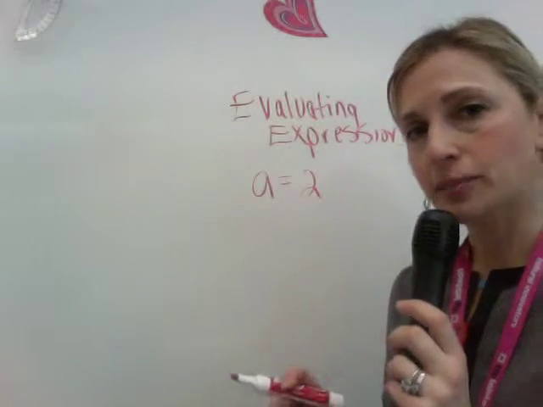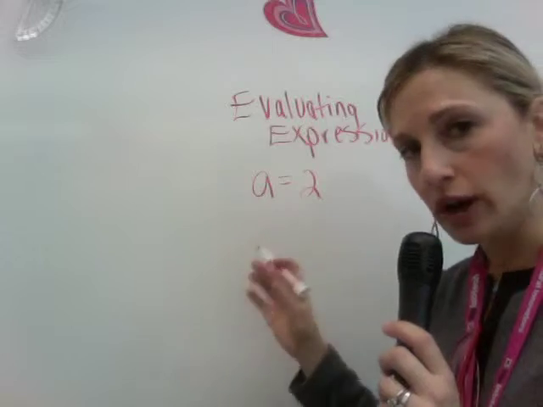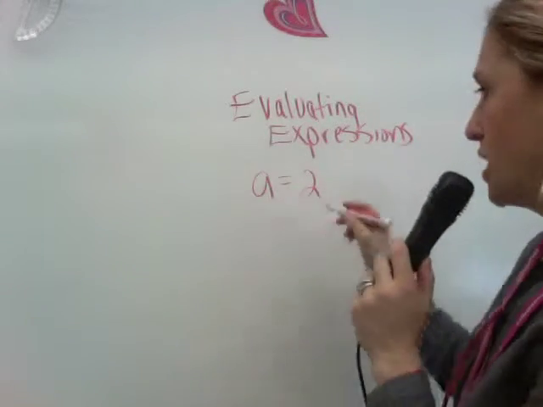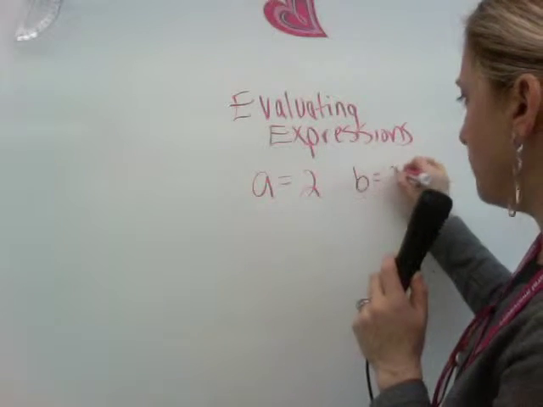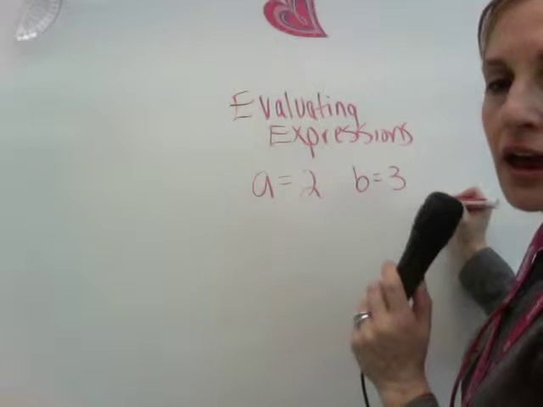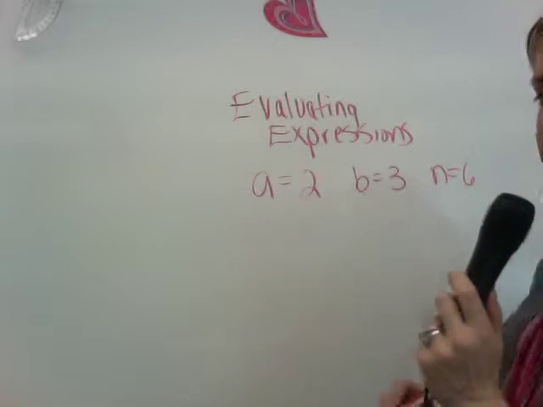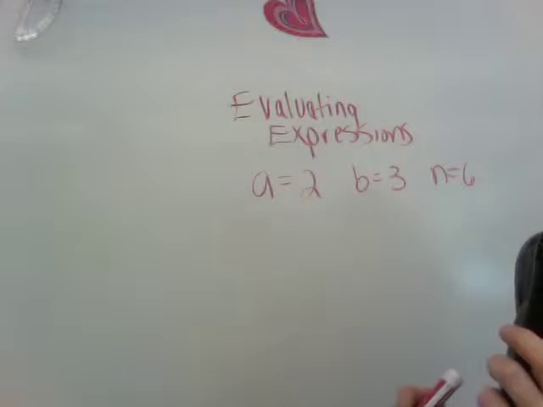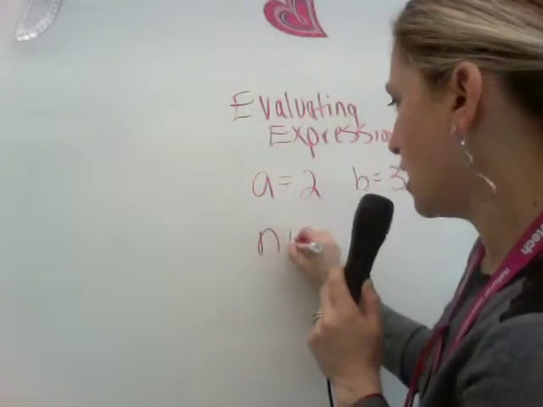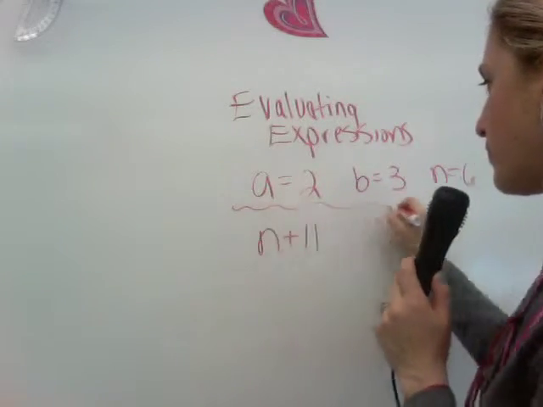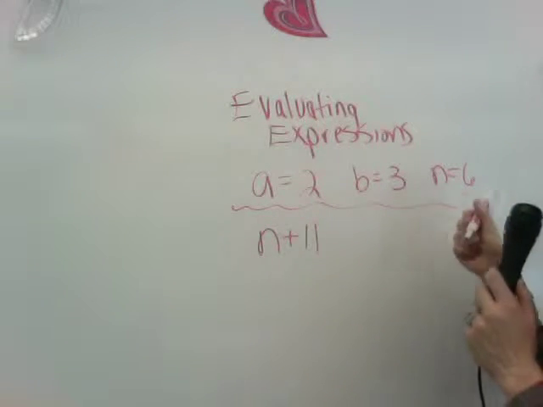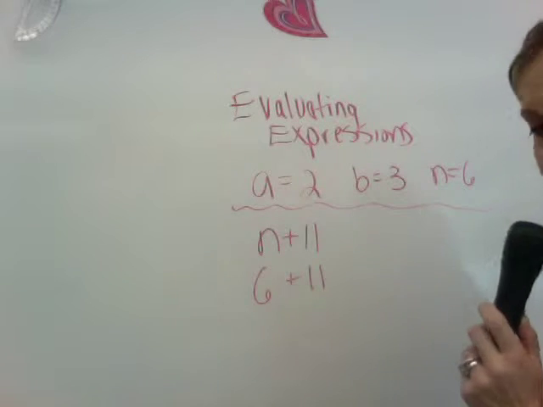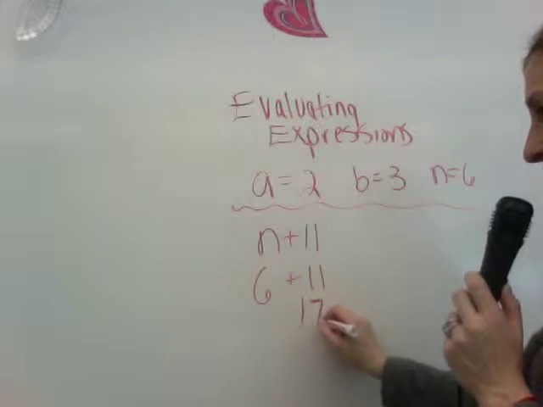But within that set of problems, A is always going to be one number, N will always be another, and B would be another. So if A equals 2, and B equals 3, and N equals 6. Okay, it's important to know that. So let's say the problem is N plus 11. Well, I look to see what N is, and that's 6, and I just plug it in. And my answer is 17.